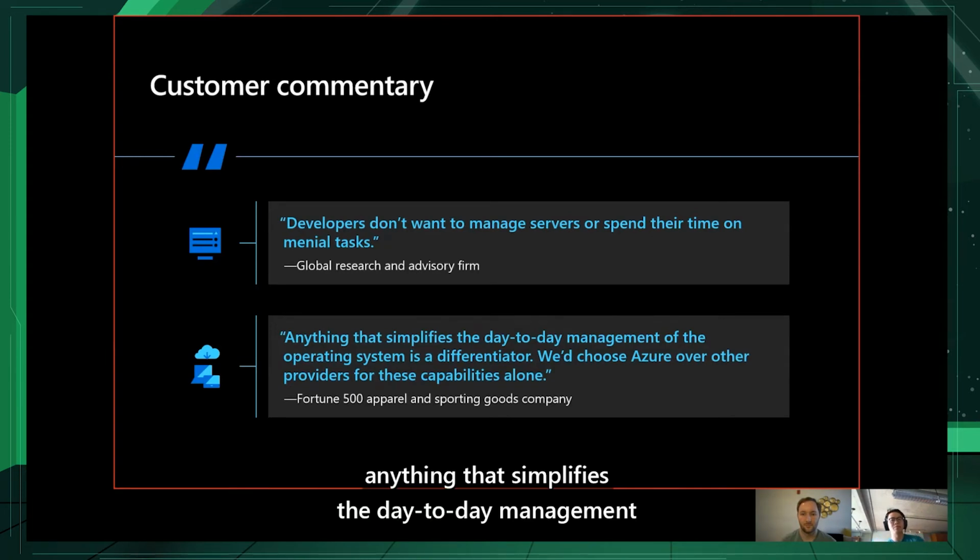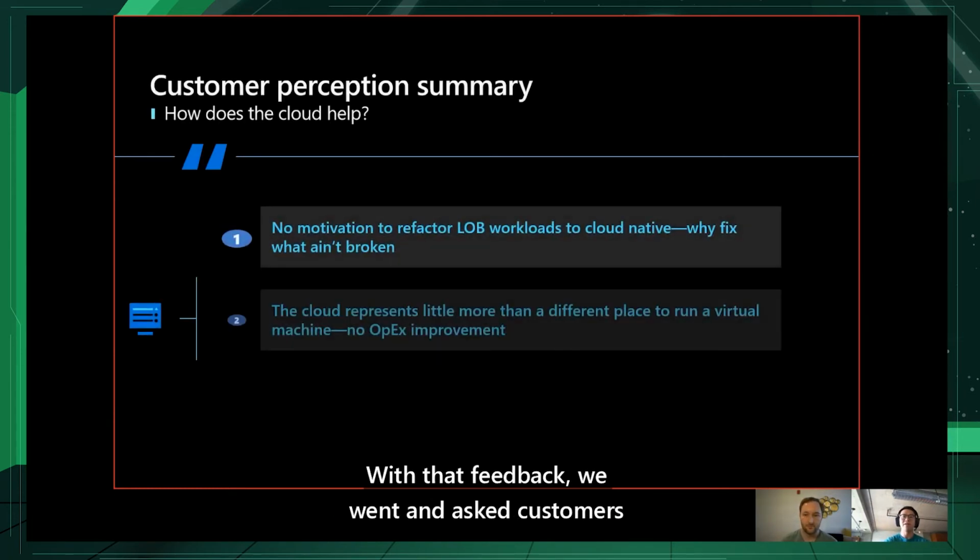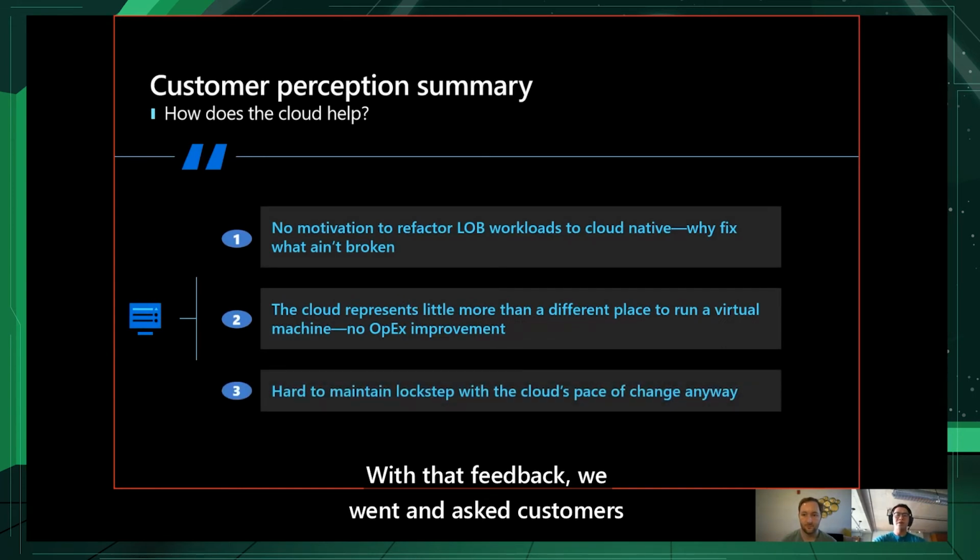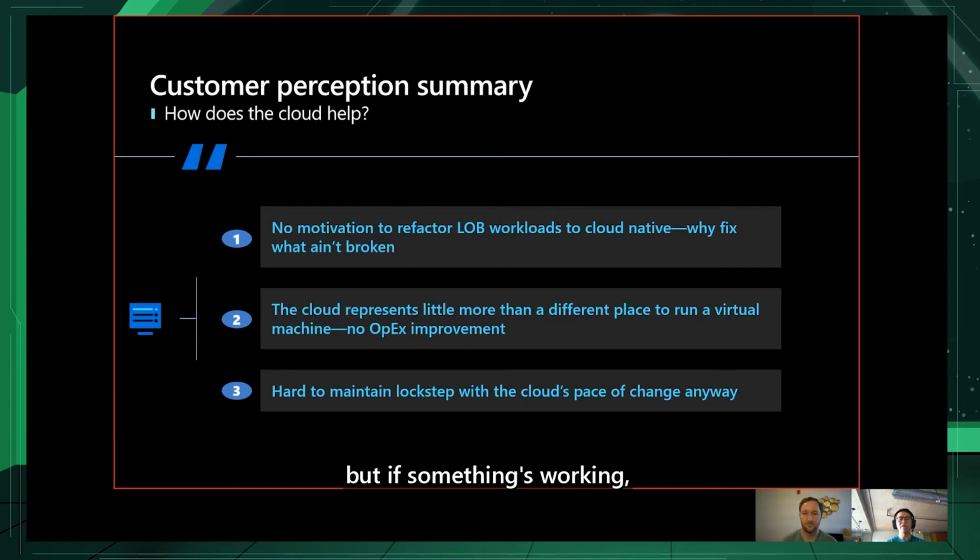And basically anything that simplifies the day-to-day management of the operating system itself is a differentiator. So with that feedback, we went and asked customers, how does the cloud help you if you were to move to the cloud? And what we got in response was basically, there's actually not much motivation to refactor some of these line of business workloads to cloud native. Like, the cloud native development pattern is great, but if something's working, then really there's no reason to fix it. So that's one blocker that customers saw.